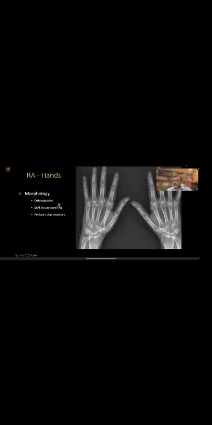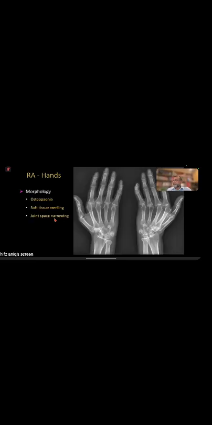So these are the things: osteopenia, soft tissue swelling. You can see soft tissue swelling here and periarticular erosion. We all know about this. Another case, same thing: multiple established erosions. Not much soft tissue swelling because they are not very acute, but it can happen. You can see some secondary degenerative changes and subluxation there.